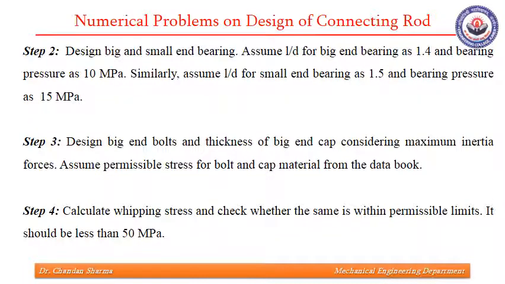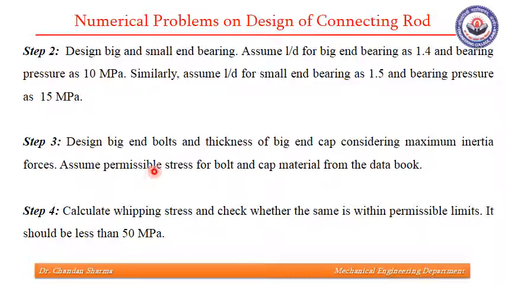We'll design big and small end bearing. We'll assume L by D for big end bearing as 1.4 and bearing pressure as 10 megapascal. Similarly, we'll assume L by D for small end bearing as 1.5 and bearing pressure as 15 megapascal. We have done the same in question number 2 also in this presentation. So you should work on the same lines to find the dimensions, that is length and diameter, of small and big end bearing. Then we'll design big end bolts and thickness of big end cap considering maximum inertia forces.